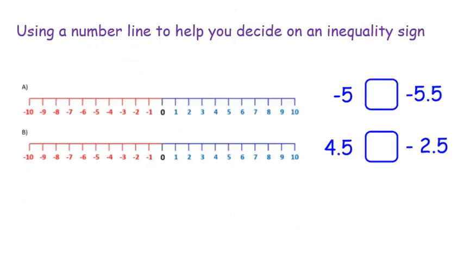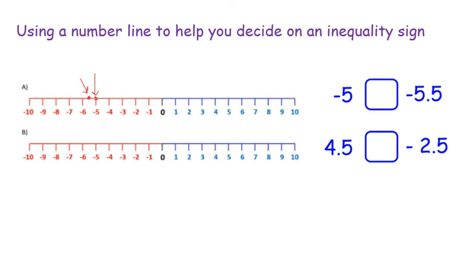Okay? Now, let's use a number line to help us decide on which inequality sign will be placed into these boxes. Now, using a number line, we know that on the left-hand side of 0, we have negative numbers, and on the right-hand side of 0, we have positive numbers. So we have here in our question -5. Now let's place a little arrow where -5 is, right here. And then -5.5. Now I might not get this absolutely spot on, but it's here.